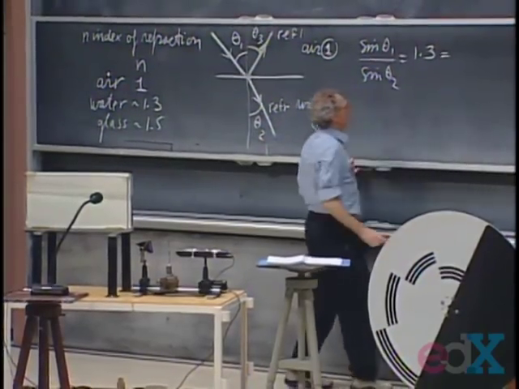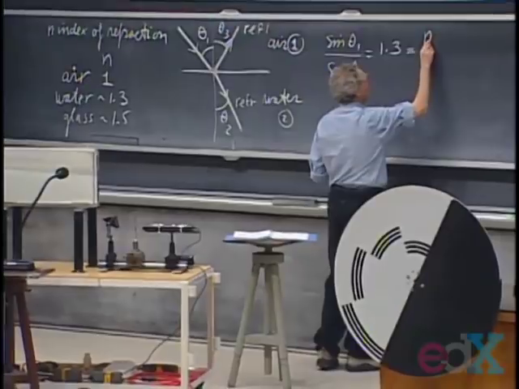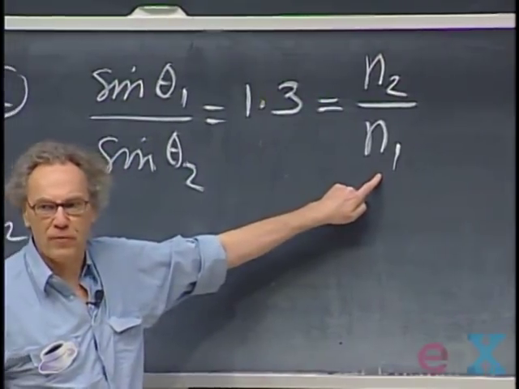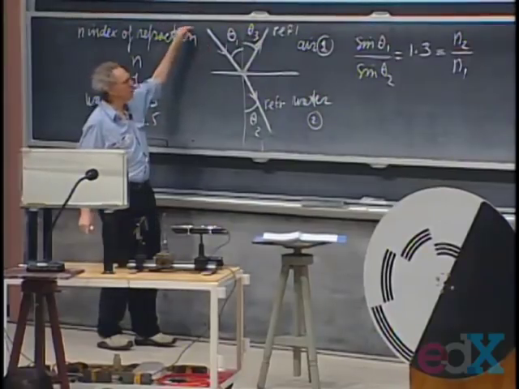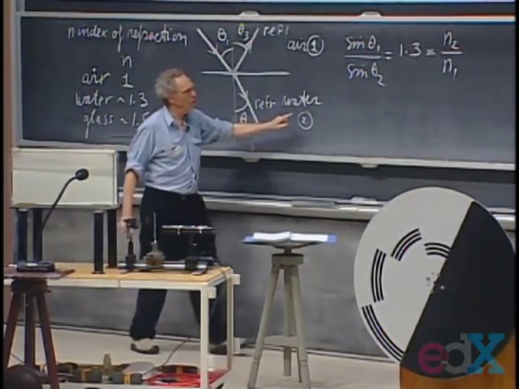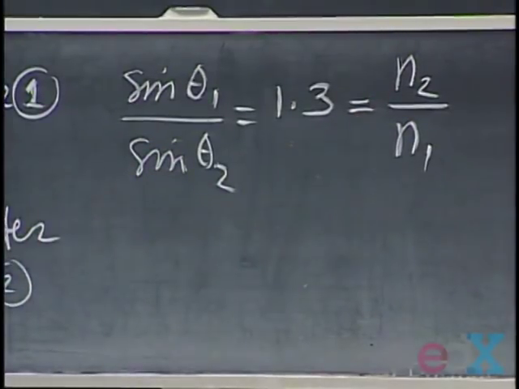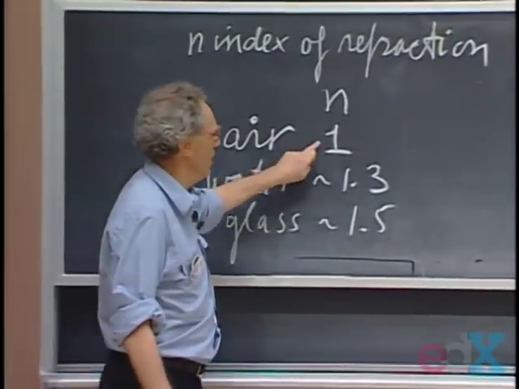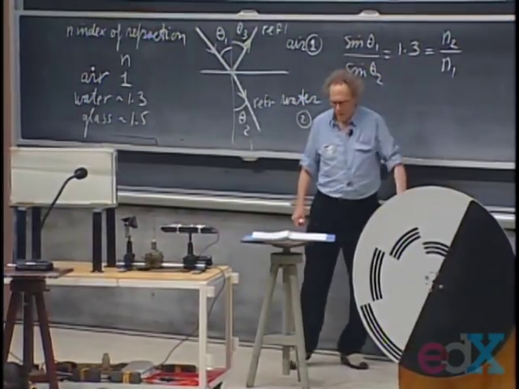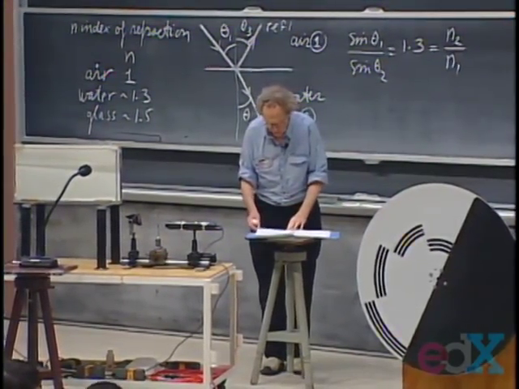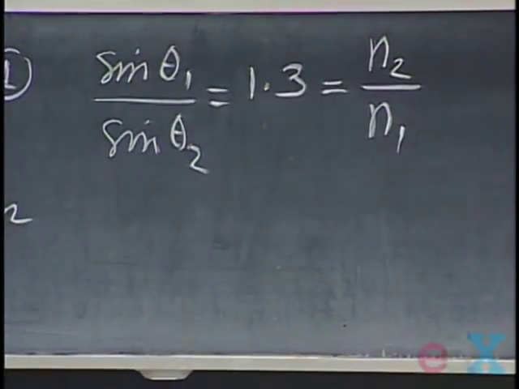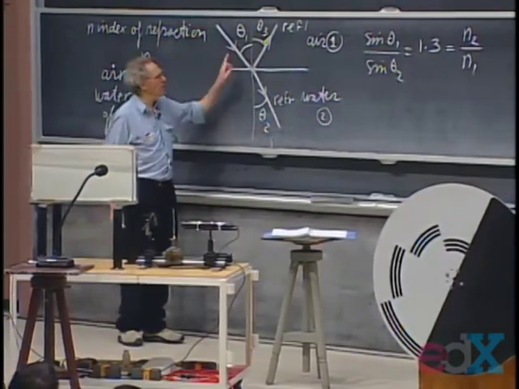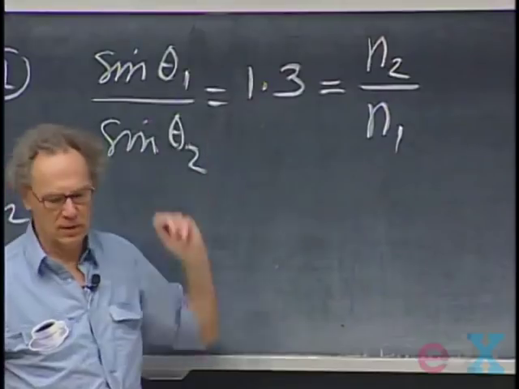And so we can now amend this law, Snell's law, by writing here N2 divided by N1. N1 being the index of refraction of the medium where your incident beam is, that's why I put a one here, N2 being the index of refraction of the medium where you're traveling to, the medium you refract into. And so you see indeed that since water is 1.3 and air is one, this ratio for air to water is 1.3. And this is called Snell's law. And it is immediately obvious that if you go from air to water, or from air to glass, that angle theta two is always smaller than the angle theta one, because this number is larger than one.